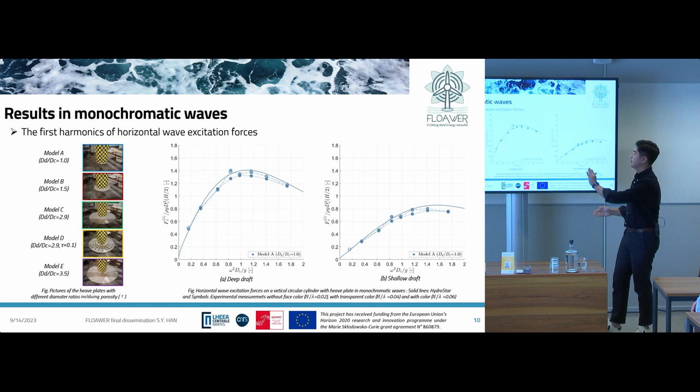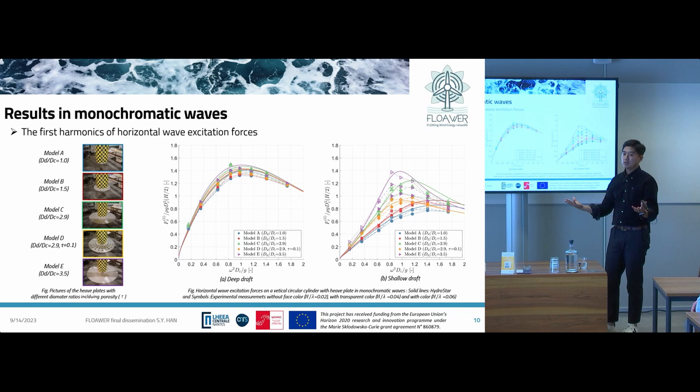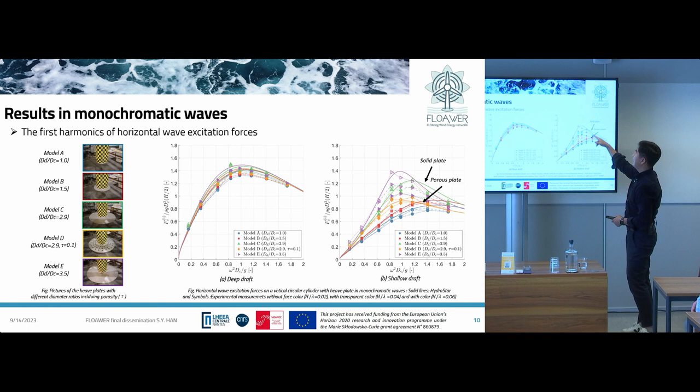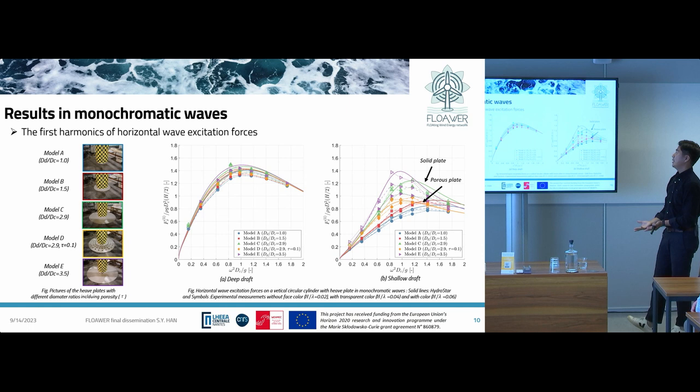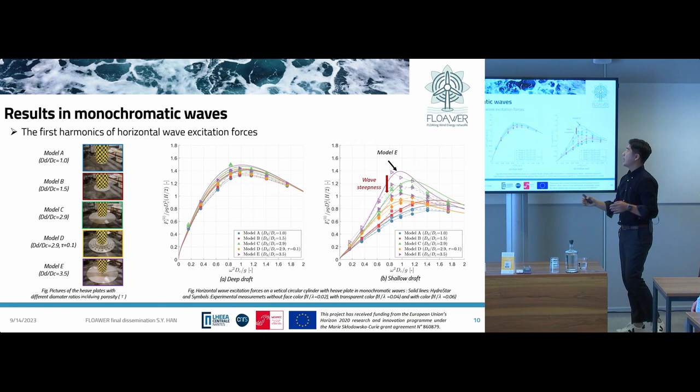But if we have the plate, it's quite a mess. But the good thing is that at the deep draft, even though we increase the size of the plate, we have less effects due to the size of the plate. But at the shallow draft, we have very significant effects due to the size of the plate. For example, here, the green lines are the results of the solid plate, and the orange is the results of the porous plate. We could also see that the porous plate can reduce the wave excited forces, especially at the shallow draft. One more thing is that the purple is the result with the largest plate, and you can also recognize that there is a significant wave steepness effect in reducing the horizontal forces.